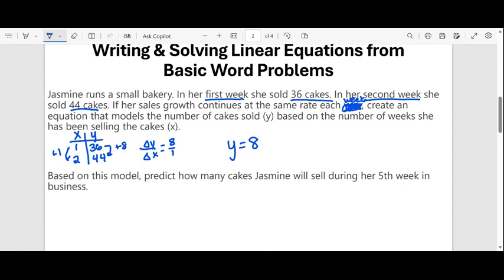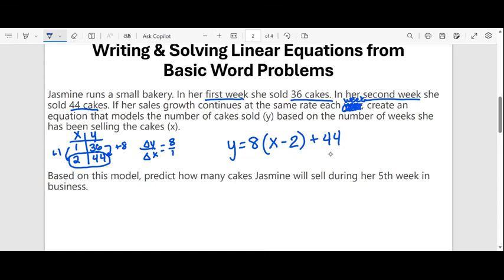I'm going to use the second point now. So it doesn't matter which one you use. I'll go ahead and use the second one. So I'll say X minus my X value, which is 2, plus my Y value, which is 44. So that's my equation. This is my slope. This is the opposite of the 2 from my table. And then this is the Y value from my table.